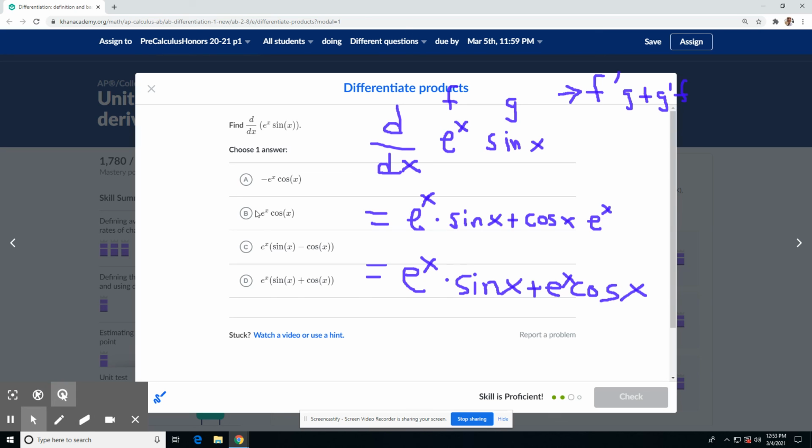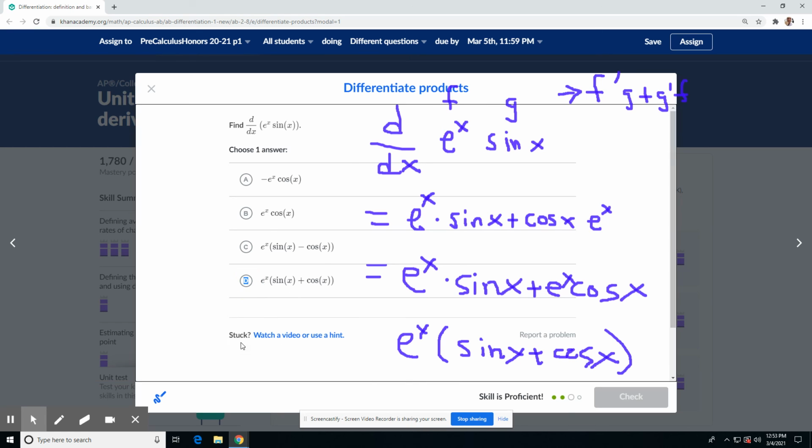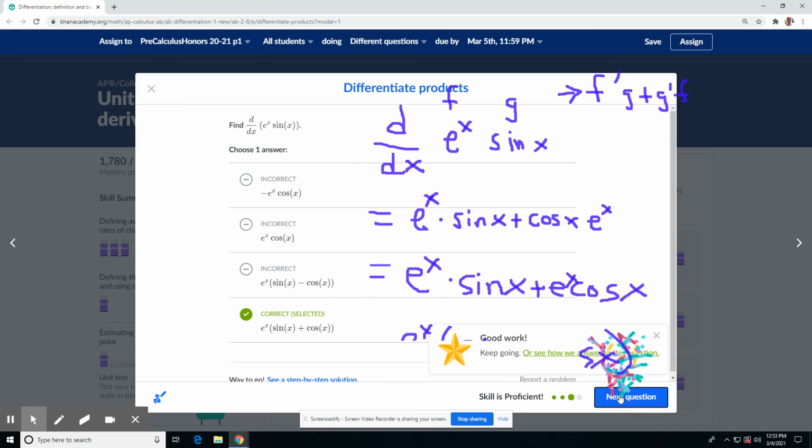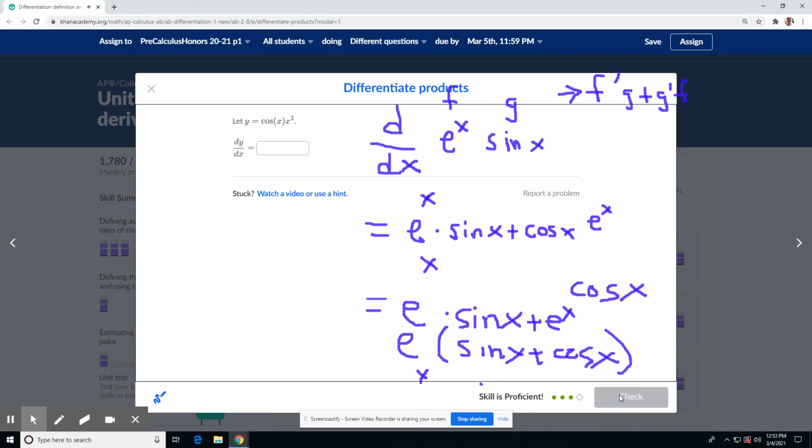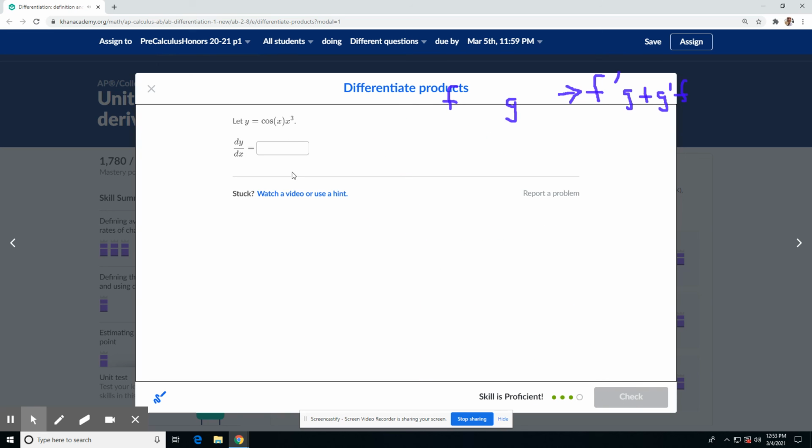And let's see how we did. Oh, and they gave us some options here. Oh, and it looks like we factored out a common factor, e to the x. So let's go ahead and pull that out. Both of these terms, separated by a plus sign, have an e to the x. Then what's left? Sine x plus cosine x. Okay. E to the x times sine x plus cosine x. Okay. Got it. See if the next one's any different. And exactly the same type of problem.